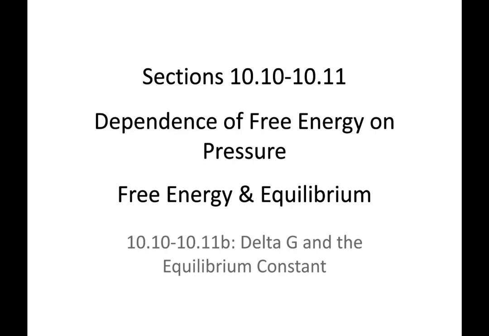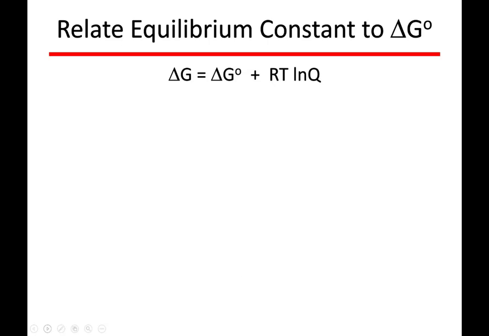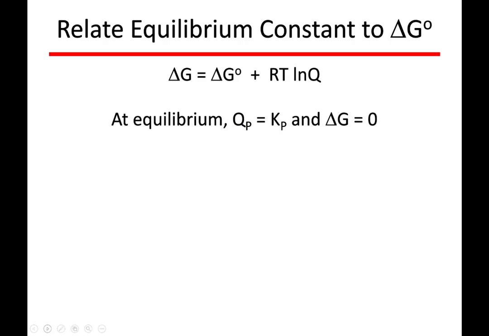Now let's relate the standard value of delta G to the equilibrium constant. We'll do that by starting with our equation delta G equals delta G standard plus RT ln of Q. Now what we're going to do is invoke the restriction that we are at equilibrium. So if you're at equilibrium, then Q is equal to K and delta G is equal to 0.